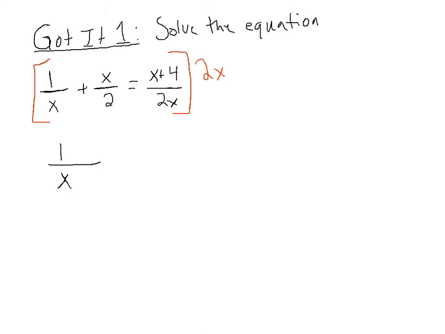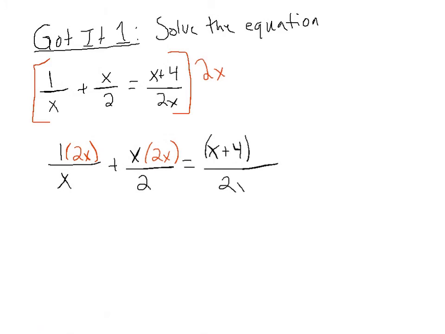So I'm going to have this 2x here plus x over 2 times the 2x is equal to x plus 4 over 2x times 2x. So I distributed that 2x to each of the terms.